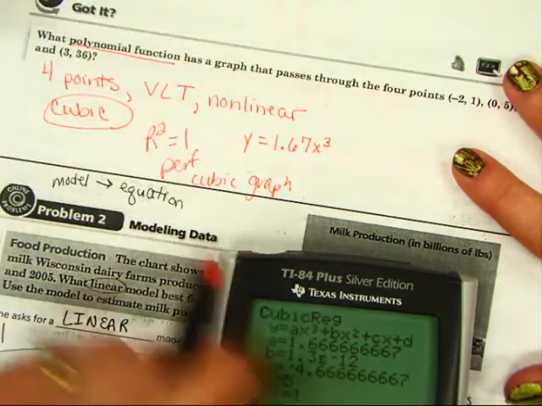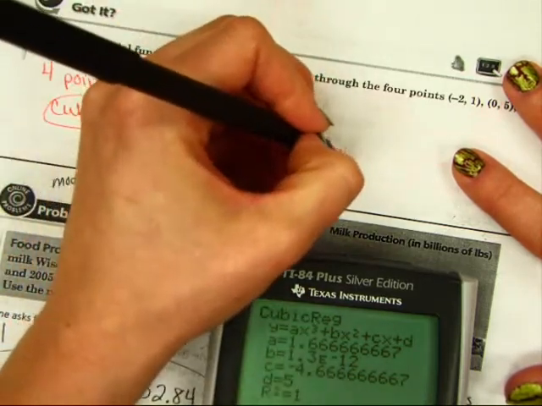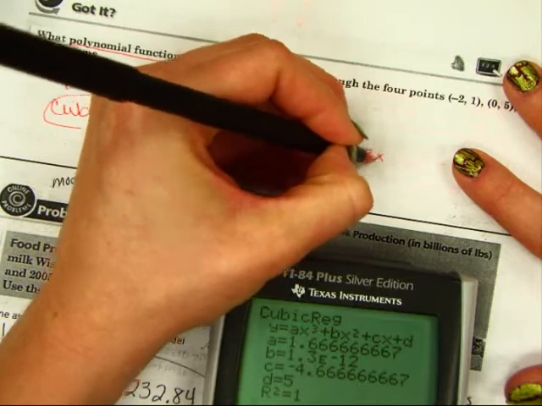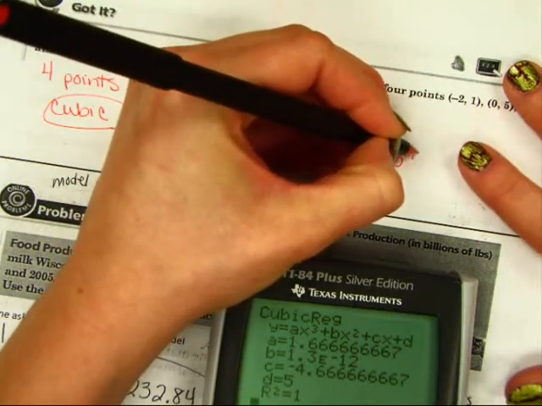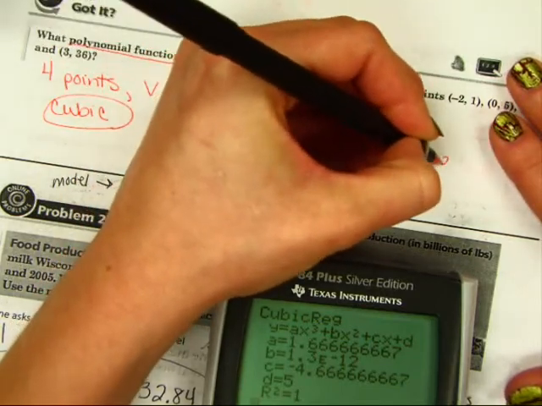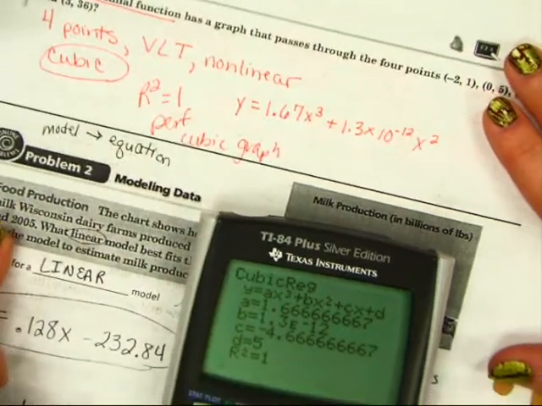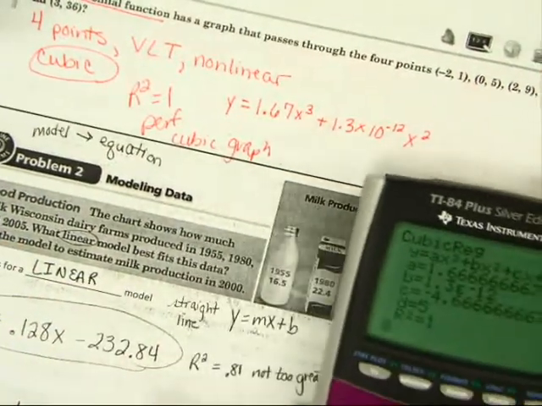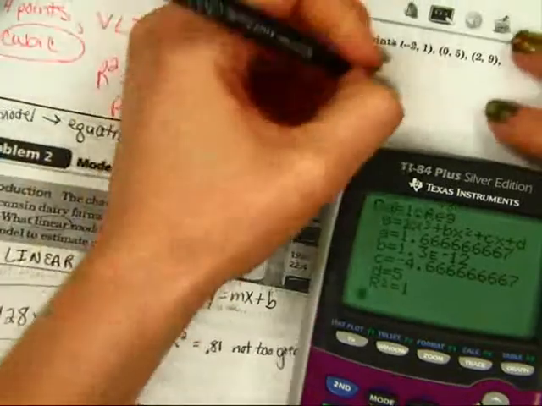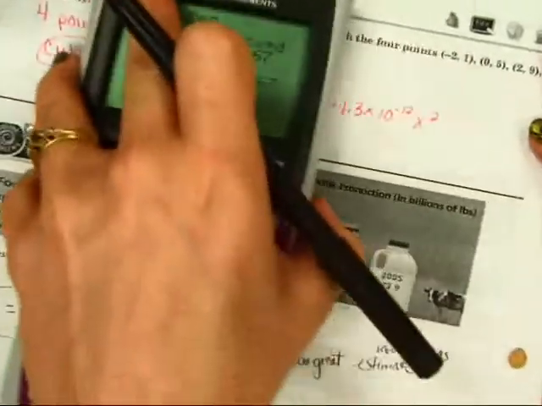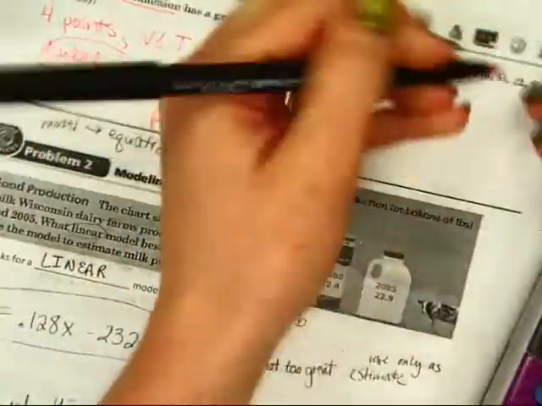So that's scientific notation, everyone. So plus 1.3 times 10 to the negative 12 x squared. That is, again, scientific notation. That's a very itty-bitty number. C is the number that goes in front of x. So I'm going to move my calculator over here.